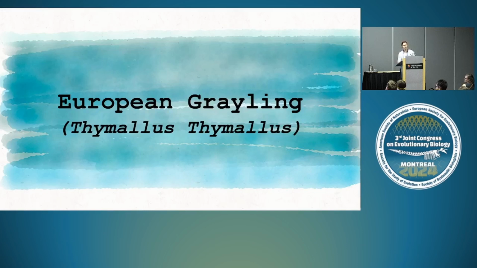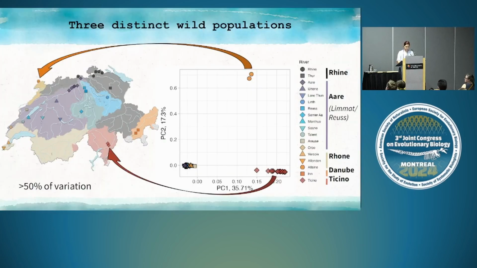So I'll kick off with the European grayling. Here we started off working on existing samples. We sequenced around 200 different individuals from across the different catchment areas, and I will go straight into the results that we found.